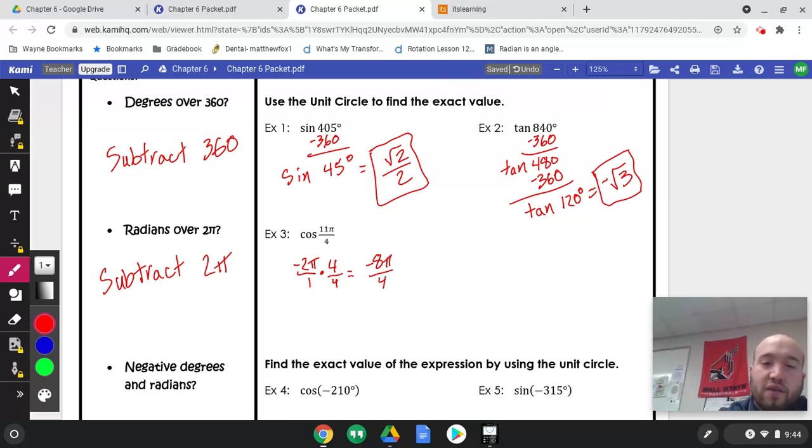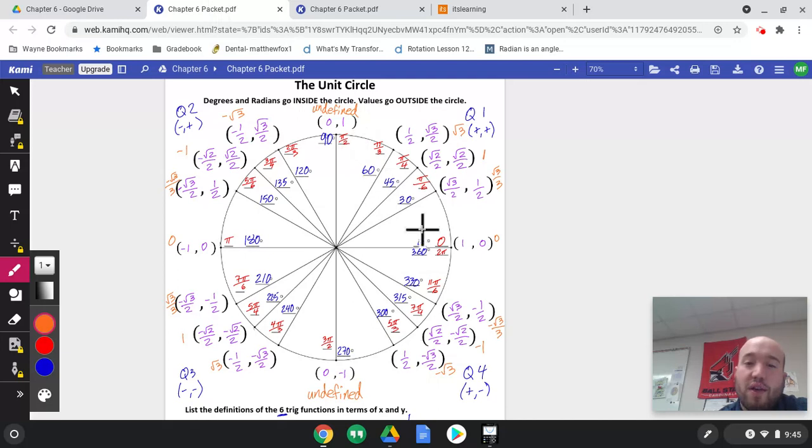So from here, if I had the 11 pi over 4, and I subtract 8 pi over 4, I'm left with 3 pi over 4 as my answer. So I put cosine of 3 pi over 4, and we'll see what we get. We go back to our chart. Cosine is our x. We go to 3 pi over 4. So we can trace around to 3 pi over 4 here. And the cosine right here is negative square root of 2 over 2.